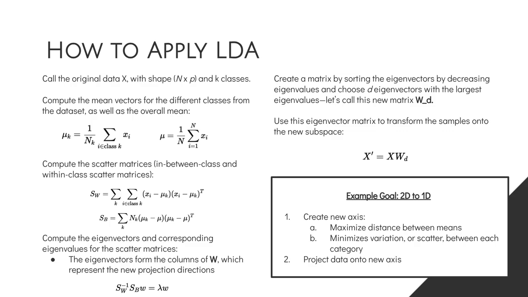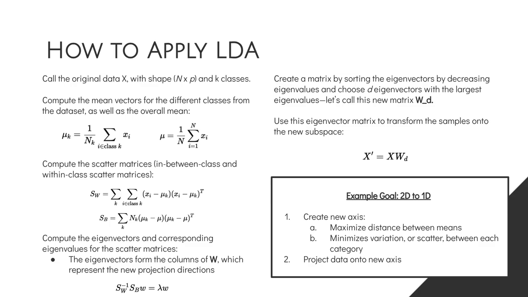The first step in LDA is to compute the mean of each class in the dataset. Let's say you have a dataset with P features and N data points. And let's call the original data matrix X with shape N by P and K classes. For each class K, we compute the mean vector mu sub K, which is the average of all data points in that class. And mathematically for K, the mean vector is this formula over here, where N sub K is the number of samples in class K, and X sub I represents the data points belonging to class K. Similarly, the overall mean vector is computed using this formula over here, where n is the number of data points.